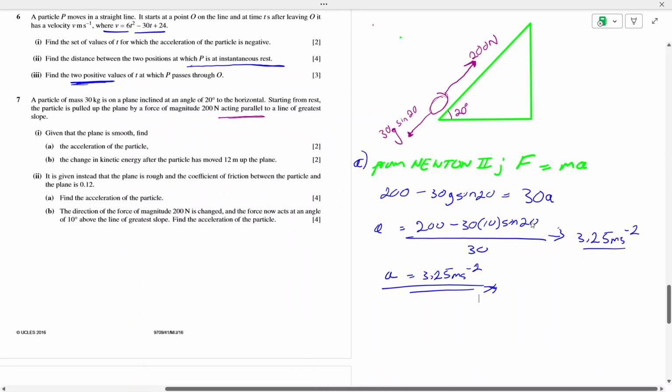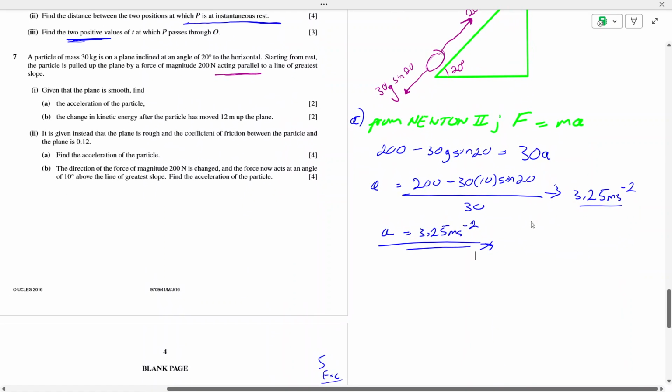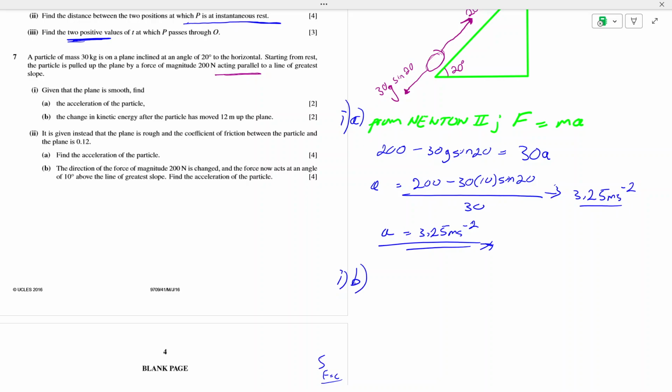Then part B, it says the change in kinetic energy after the particle is moved 12 meters up the plane. So in this case, look, the pulling force, the 200 newtons, is constant, and the mass is constant. Therefore, these forces are going to be constant. That means the acceleration is going to be constant. And remember what I just said from earlier. Whenever the acceleration is constant, I'm going to use the SUVAT equations, right? So part 1B, I'm going to use the SUVAT equation.